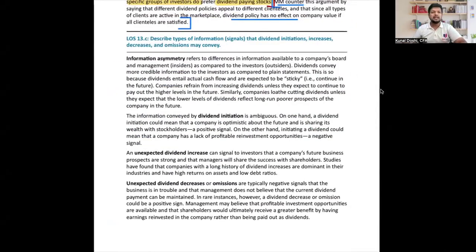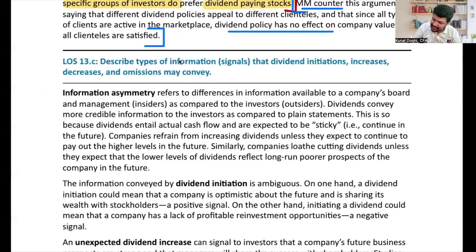Now we will understand a concept further about dividend. Before we move to share buyback, we have understood the different theories of dividend. But what does the dividend signal? So these are the signals of dividends. First of all, is it a positive or a negative signal? That depends on various factors.